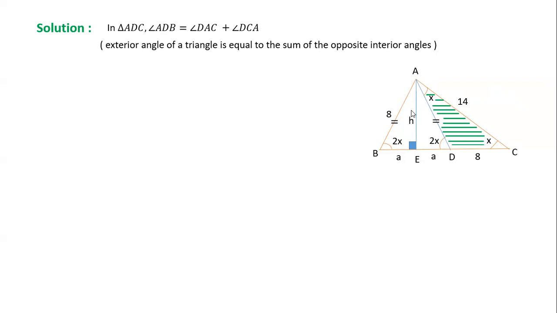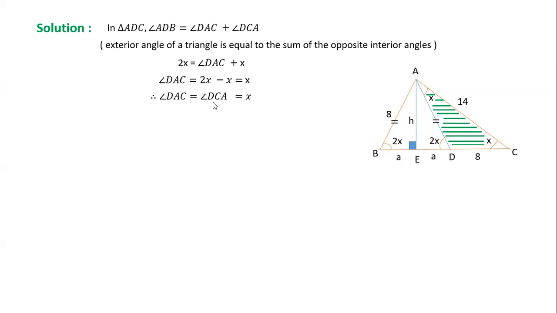Now let's put the values we have got. ADB is 2x. DAC we do not know, and DCA is x. So DAC is equal to 2x minus x, that means this is also x. So we get that these two angles are both x. Angles opposite equal sides are equal, so these two angles are both x.